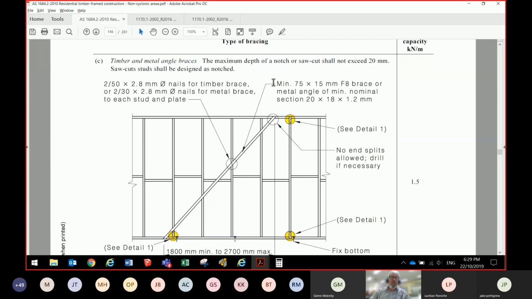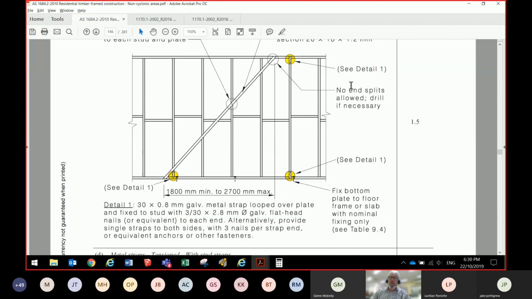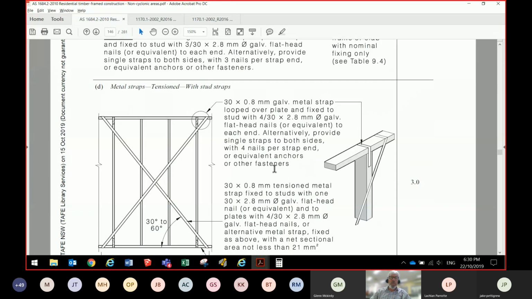Okay, make sure no notches exceed that. Make sure we use 2.50 by 20 by 2.8 diameter nails, or the other alternative. And we do all these things specifically mentioned there. Also checking the detail for above and below for the tying up of the bracing. And that's an example of how we have to be real specific.